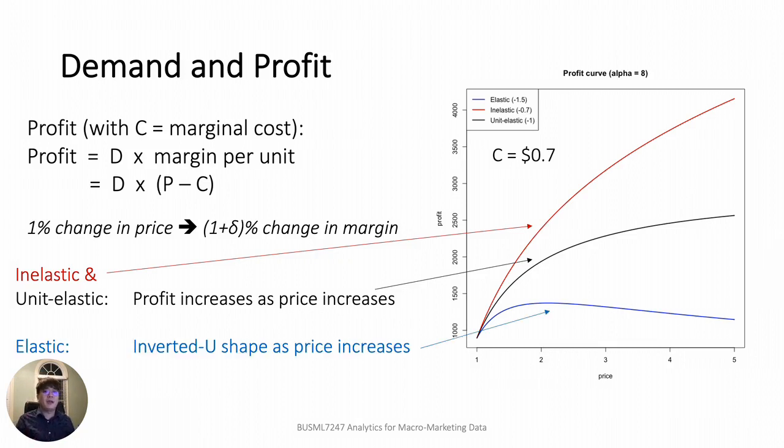However, if demand is elastic, the profit curve shows a different trend. When price is low, the gain from the price increase is larger than the loss in demand, and therefore the profit increases. But as price gets higher, the loss in demand becomes larger and exceeds the gain at a certain point. Then, after that point, the profit decreases as price increases.